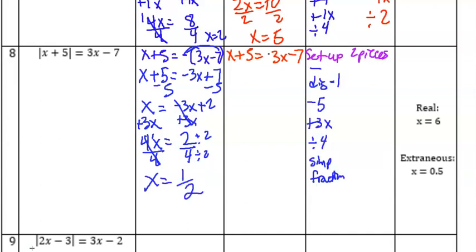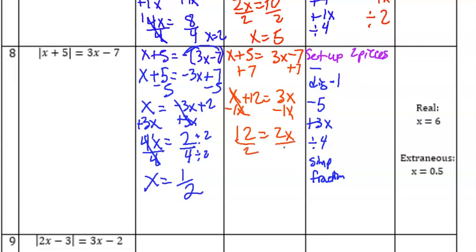Now let's solve for x on the other piece. Let's add 7 to each side. So x plus 12 equals 3x. Subtract 1x from each side. So I have 12 equals 2x. Divide each side by 2. You get 1x on one side and then 6 on the other. x equals 6.